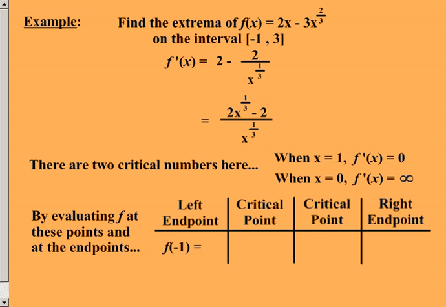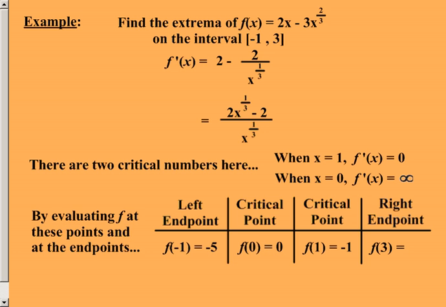When x is at -1, evaluating the function, we get a value of -5. We also have a critical point at 0. It was determined that the critical point 0 is going to give a function value of 0. The critical point of 1 is going to give a function value of -1.